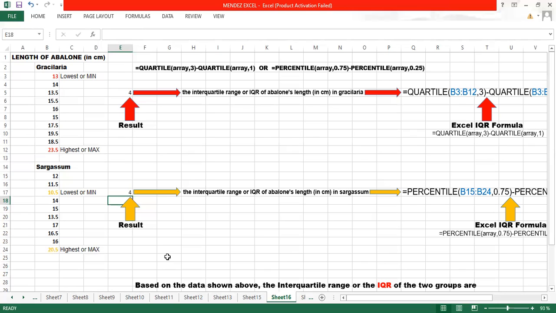Based on the data shown above, the interquartile range, or the IQR, of the two groups have the same value, which is 4 centimeters. Now let us proceed to solving variance.